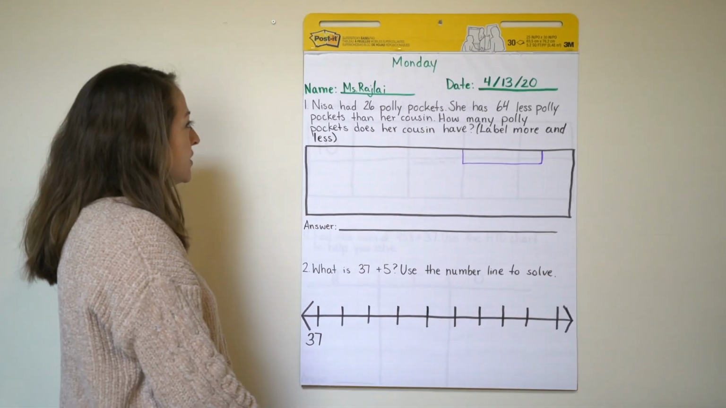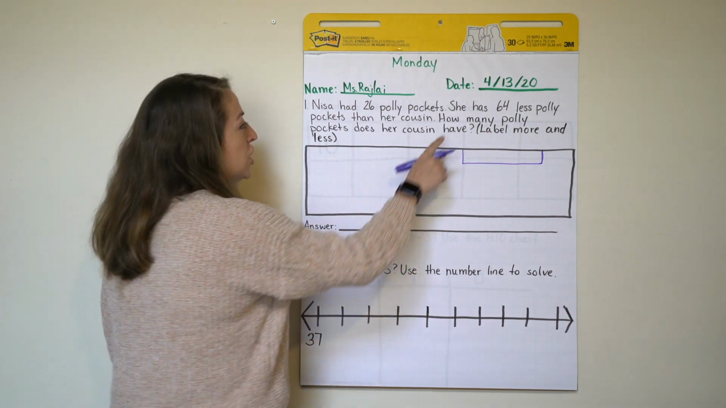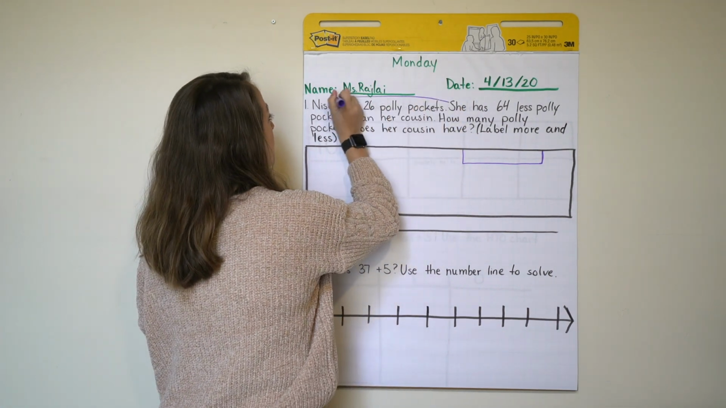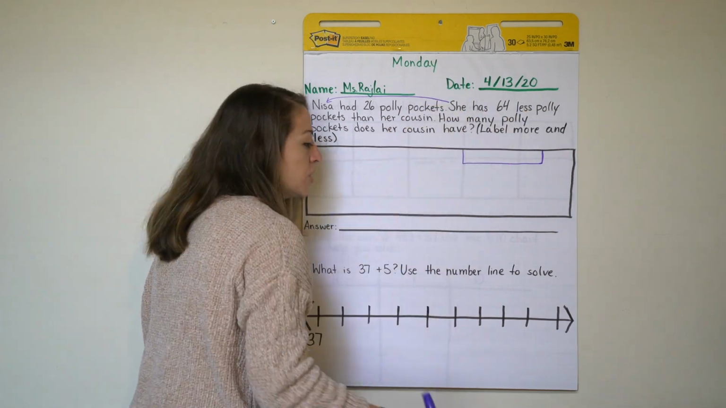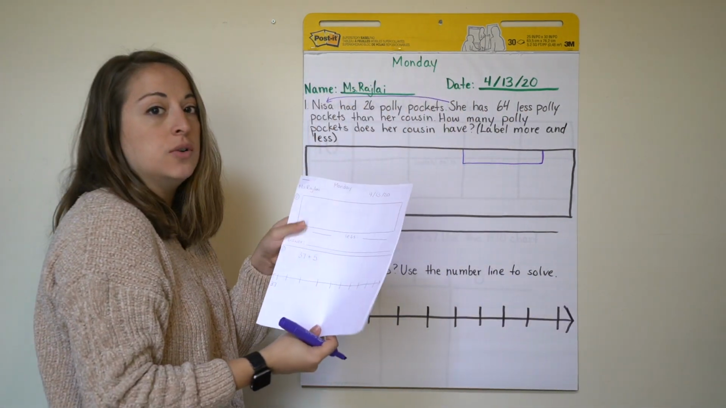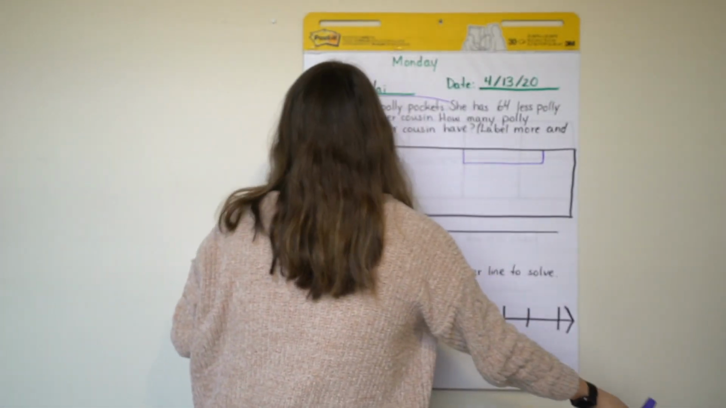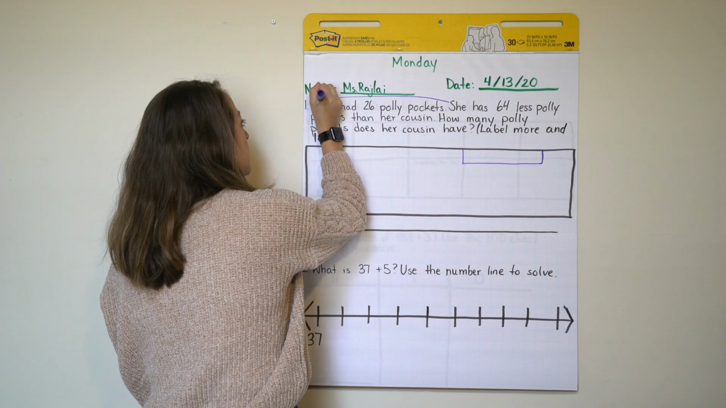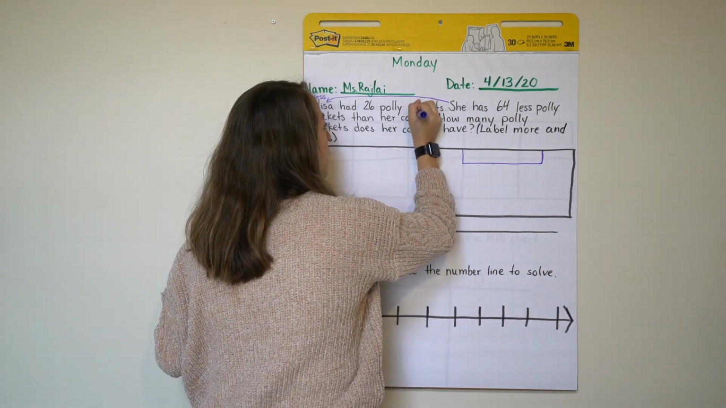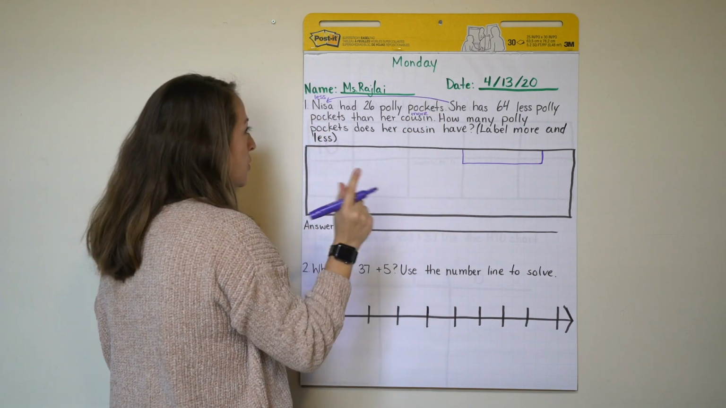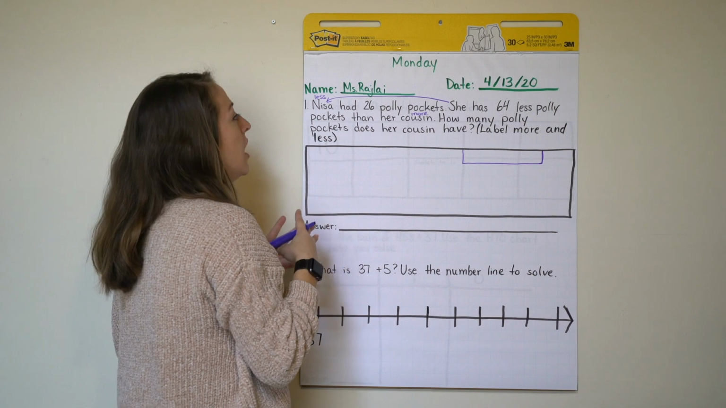Okay, I'm going to read the first sentence again. Nisa had 26 Polly Pockets. So they're talking about Nisa, she has 64 less. So hopefully on your paper you wrote Nisa for less. So if Nisa has less, then her cousin has to have more. Let's see who we need to focus on for the question. How many Polly Pockets does her cousin have?